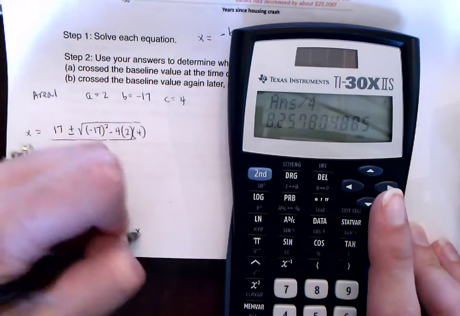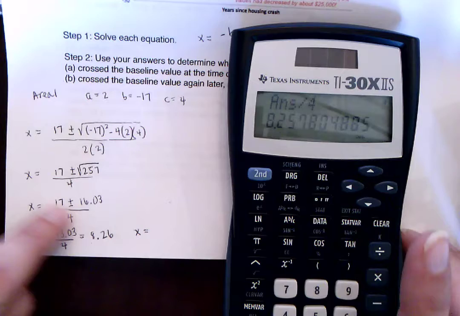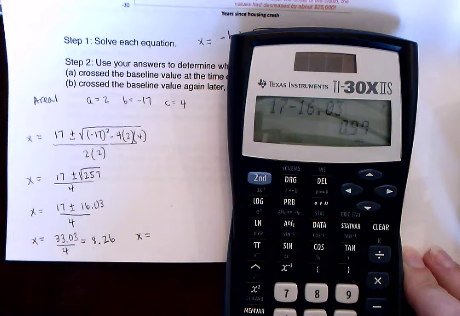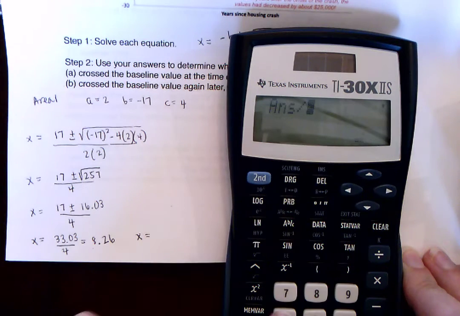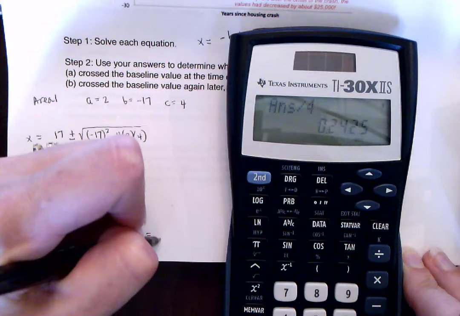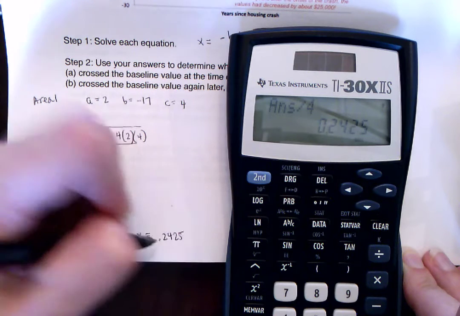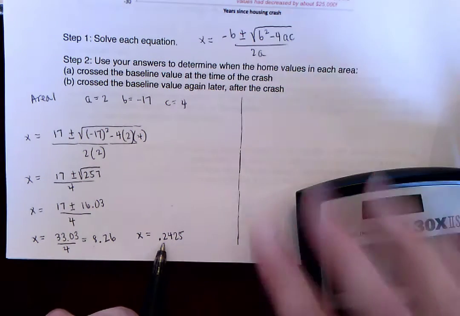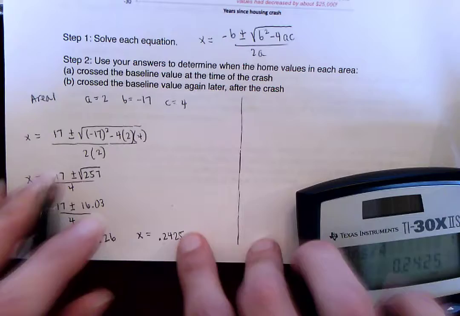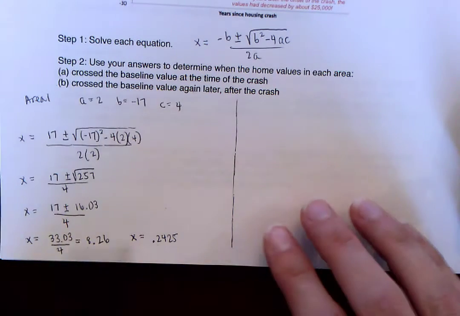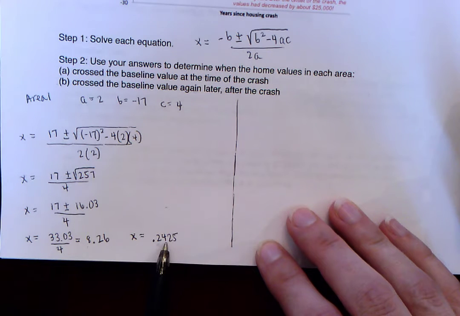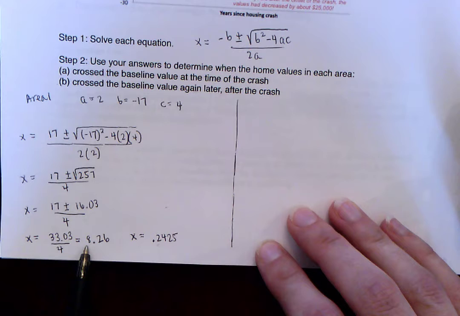And then our other answer, we're going to do minus 17 minus 16.03, 0.97 divided by 4. So that's 0.2425. So that's saying about 1/4 of a year. So this is the first one then. This is going to be when it first crossed the baseline value, because that value is smaller. Okay? So area 1 then, I guess when it crashed, it crossed the baseline at 1/4 of a year, like 3 months. And then after 8 years and 1/4, it went back above the baseline.